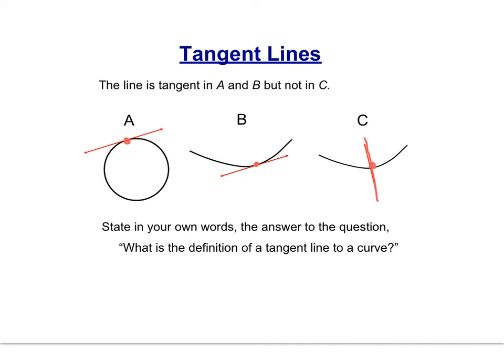Now, giving you those three representations, two which are tangent lines, one that is not, what I would like you to do right now on your paper is to fill in the box, and in your own words, let me say that again, what is the definition of a tangent line to a curve? So take a couple minutes to write that down. If you need more time, please press pause. I'm going to continue though, okay?